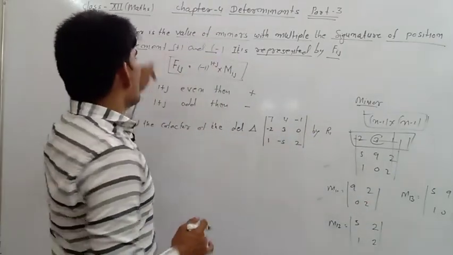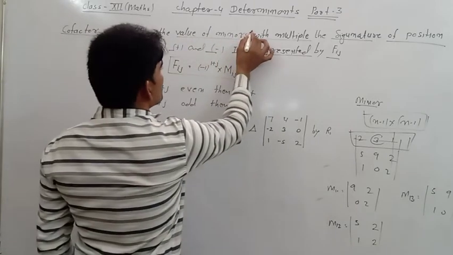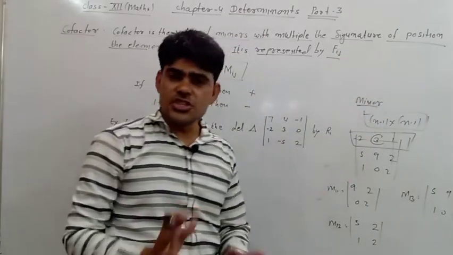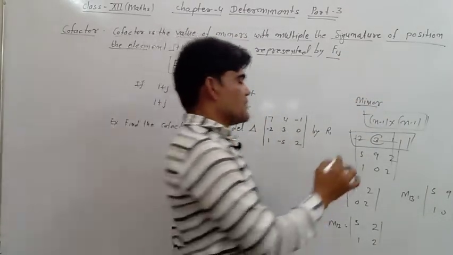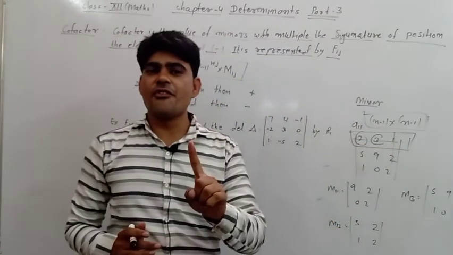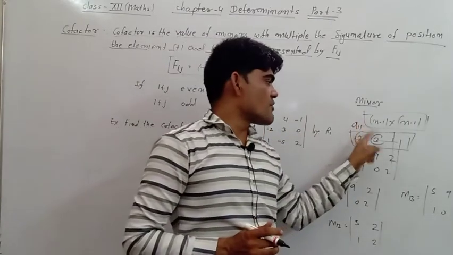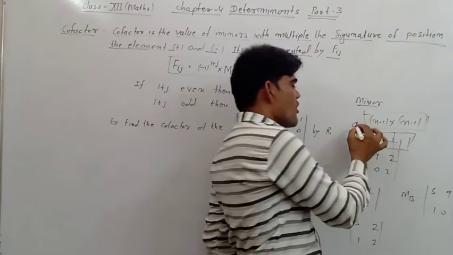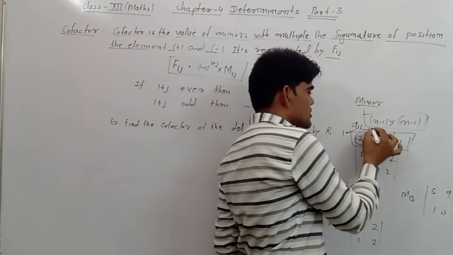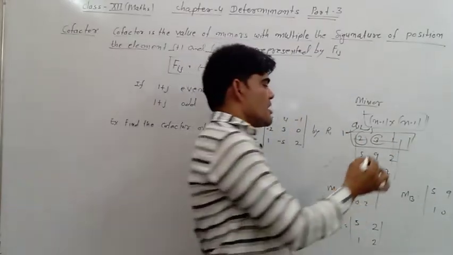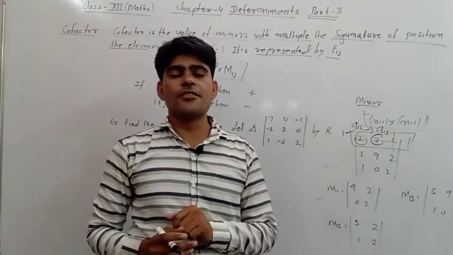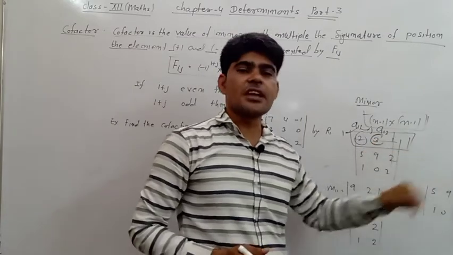And the cofactor. Cofactor is the value of minor multiplied by the sign of the position of the element. This element's position is A11, the first element of the given determinant, first row and first column. Here i is 1 and j is 1. Similarly element 3 is A12, the second element of the determinant, first row, second column.